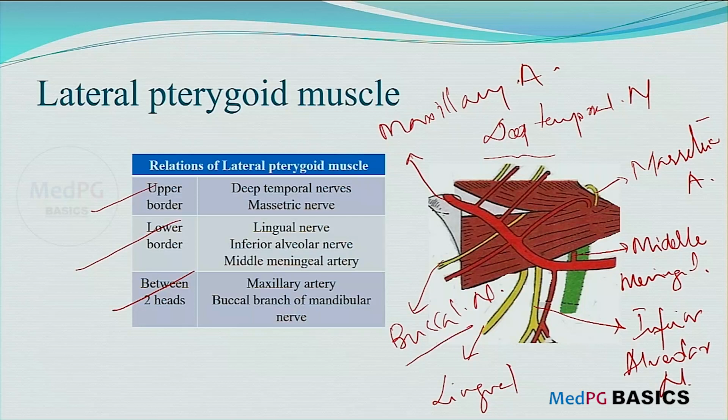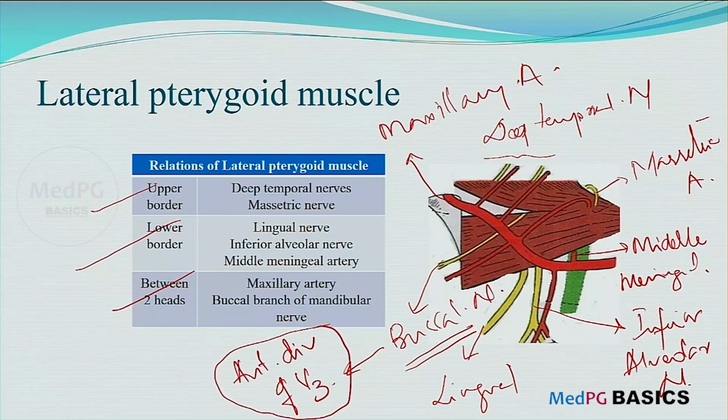Remember, buccal nerve you might have heard even in the facial nerve, but here this buccal nerve is derived from the anterior division of mandibular nerve. So what you would have seen earlier is the buccal branch of the facial nerve, which is actually motor to the muscles of facial expression. But here this buccal nerve is a branch of the anterior division of mandibular nerve, which is passing in between the two heads of lateral pterygoid muscle, and it is mainly a sensory nerve.